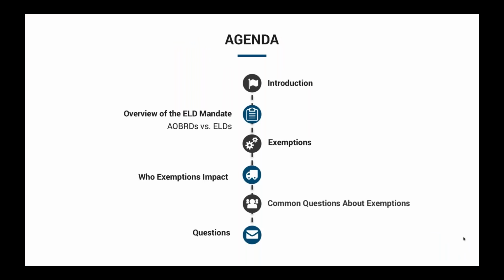Okay, let's get started. Here's what we'll cover in today's webinar. First, we'll briefly discuss the ELD mandate itself and why it's being implemented. I'm going to talk about ELDs and AOBRDs. Then we'll discuss each exemption in detail, and who is impacted by each exemption. I'm going to cover some of the answers to common questions that we get about the ELD mandate exemptions. And finally, we'll discuss BigRoad's solution to the ELD mandate. Then we're going to end the webinar by answering questions that were submitted before and during the webinar.